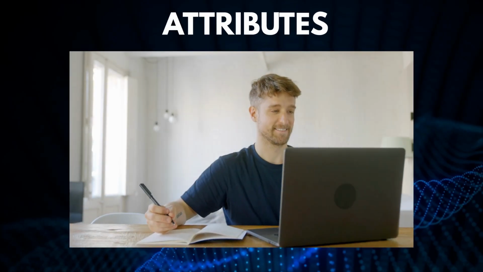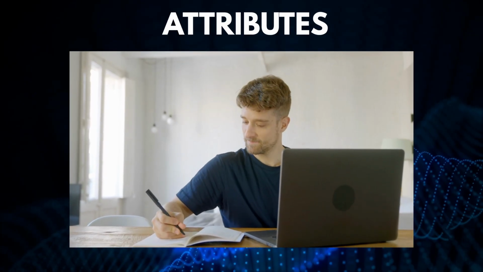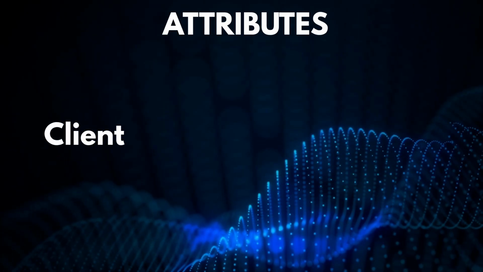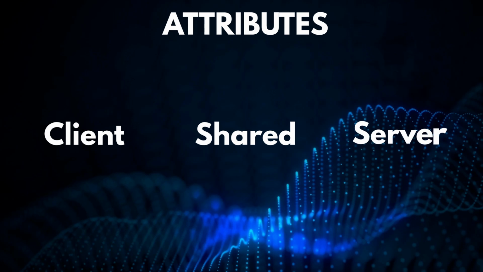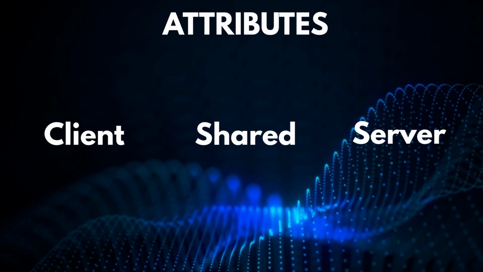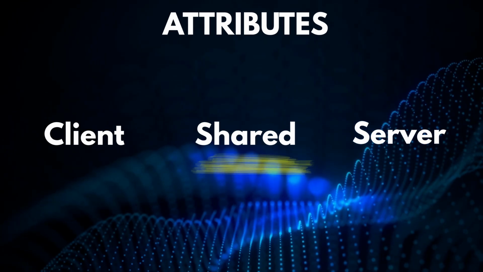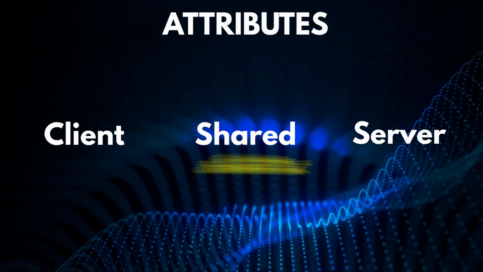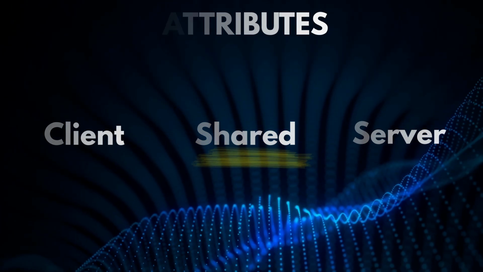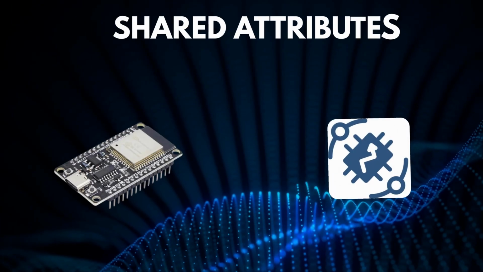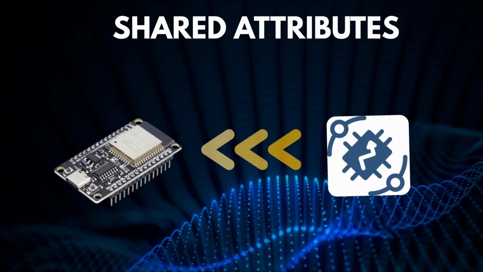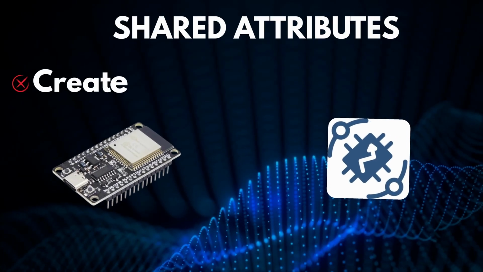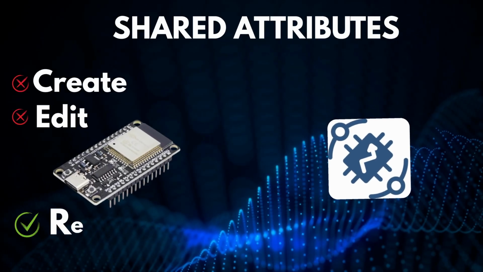As you may know, in ThingsBoard we have three types of attributes: client attributes, shared attributes, and server attributes. In this video, we are only going to talk about the shared attributes, but if you want to see the other types, I will leave a link in the video description. Shared attributes allow us to send information from the server to the device. The device cannot create or modify them, it can only read them.